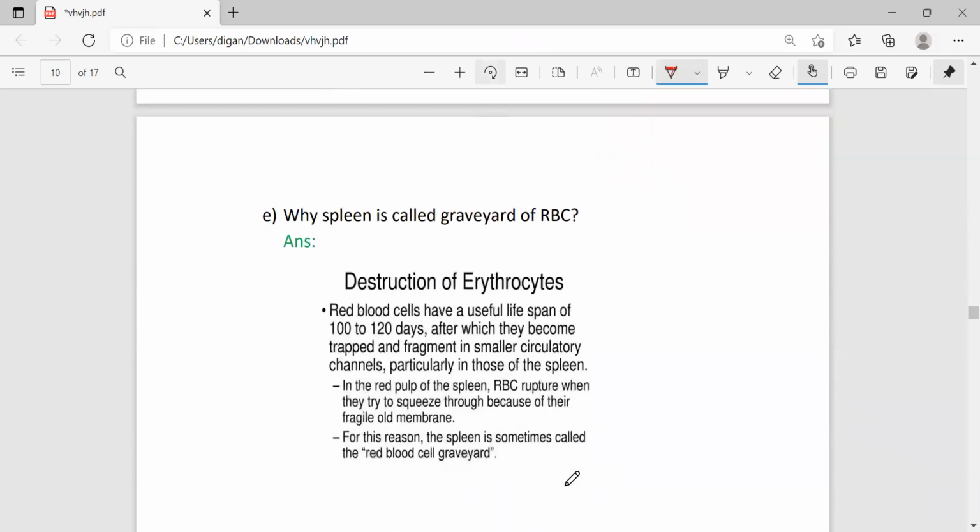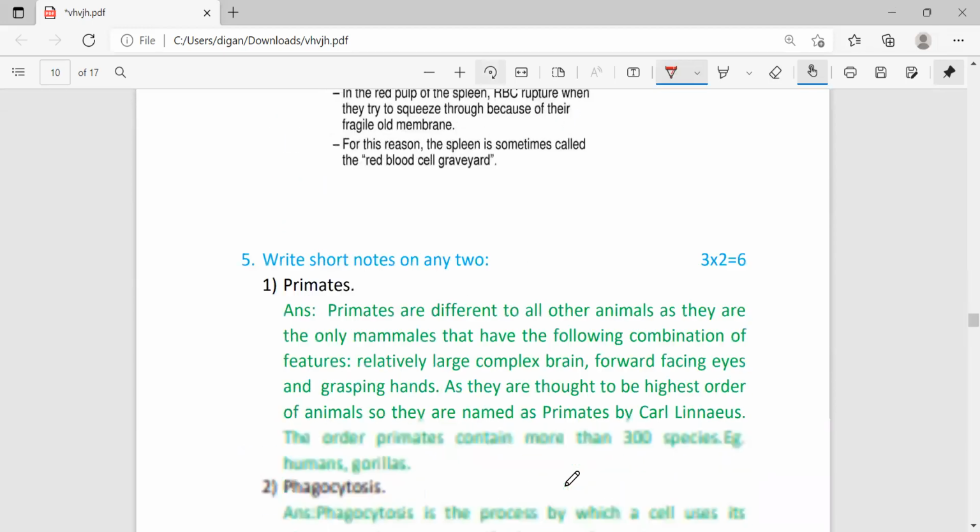Next, why spleen is called graveyard of RBC? RBC has 100 to 120 days of lifespan, and after that this RBC is trapped and broken into small fragments by the spleen. That's why it is known as graveyard of RBC. If you need brief explanation, I have already explained about this in my blood video. So you go through that video for brief explanation. Next.